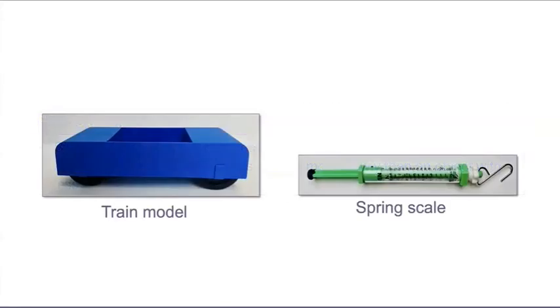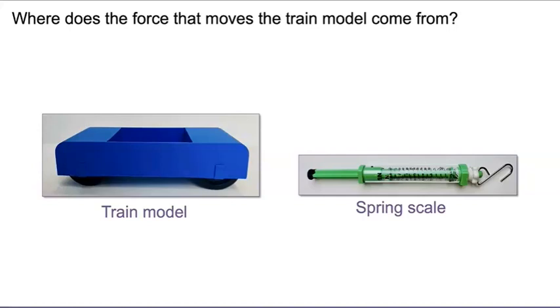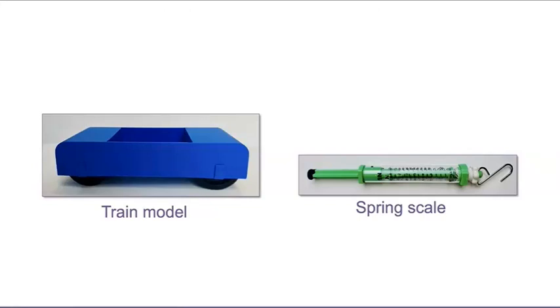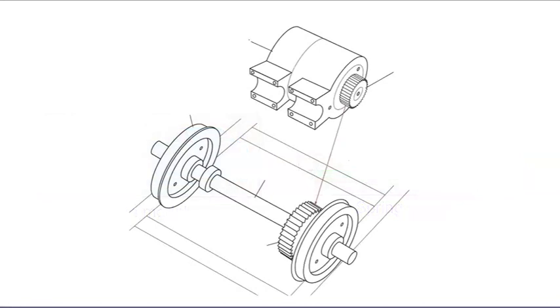One of your tasks after this lesson will be to update the class chart. Our investigation with our train model taught us a lot, but it had some limitations. Where does the force that moves the train model come from? The force comes from the spring scale, right? And where do you think the force that moves a light rail train comes from? Do you think the engine or motor of the light rail train is involved? Look at this diagram. Light rail trains, such as DART rail trains, have electric motors. The force that moves the train comes from a motor.